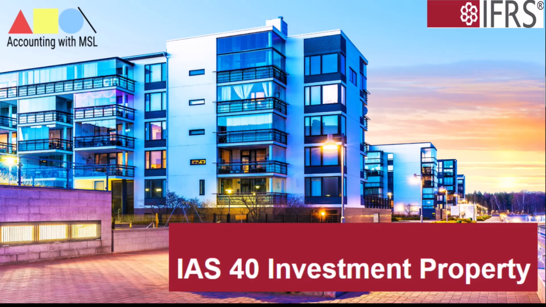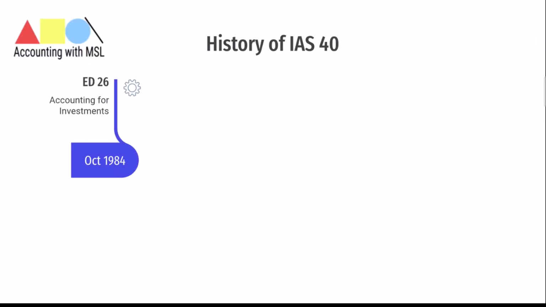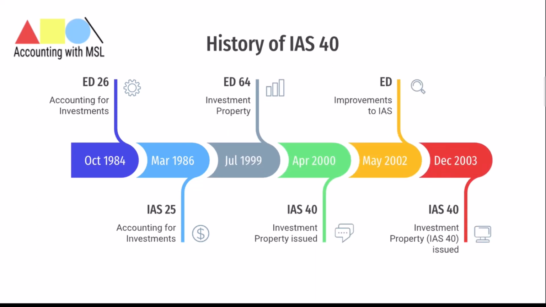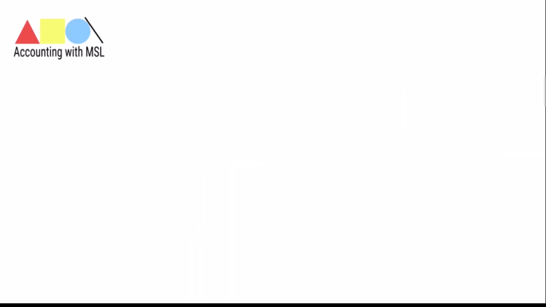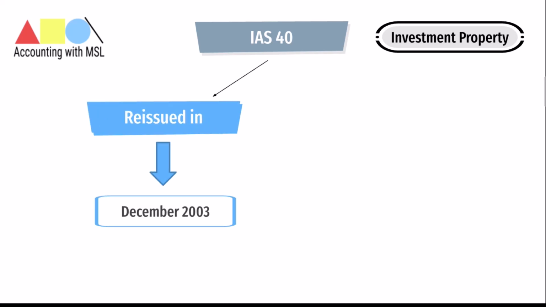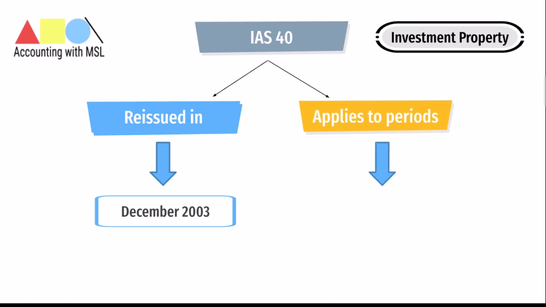This standard applies to the accounting for property that includes either land or buildings that is held to earn rentals or for capital appreciation or for both. This standard has been through a lot of changes right from 1984 all the way through to December 2003 when the current form of IAS 40 that we have was issued. So as a standard, IAS 40 investment property was reissued in December 2003 and it was to apply to annual periods beginning on or after 1st January 2005.